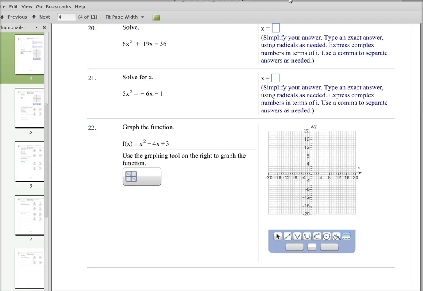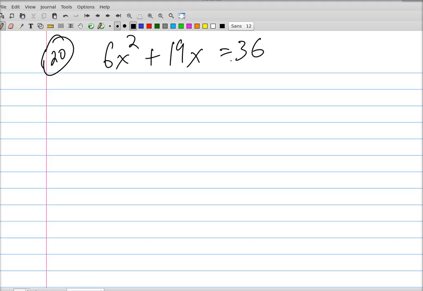Okay, this screencast is in response to number 20 here from the latest homework, 2.1, 2.3, and 2.4. It says solve 6x squared plus 19x equals 36. One of the first things I want to do here before I solve is to have a 0 over there on the right side of the equal sign.